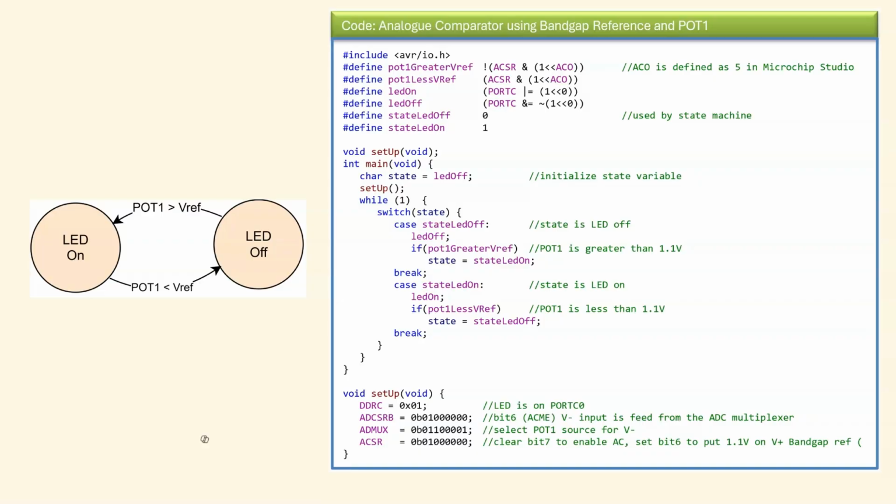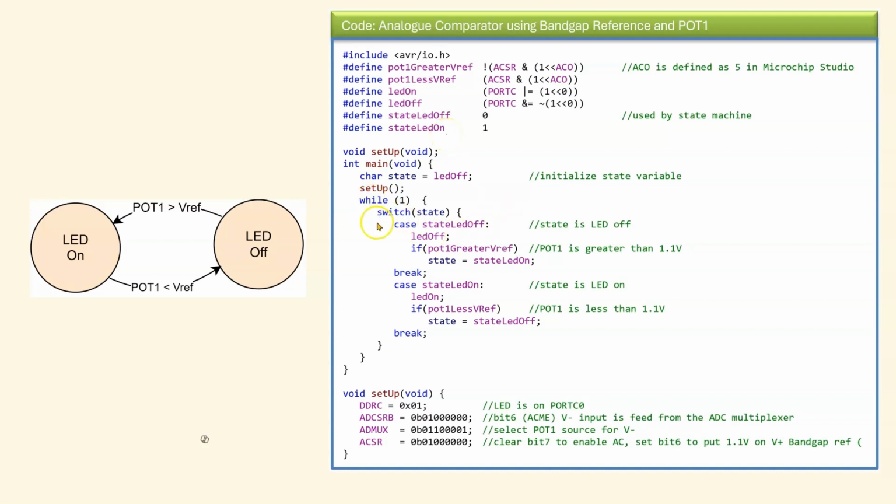I have rewritten the same problem using a state diagram. We have two states, LED on and LED off. When port 1 is greater than VREF, the LED goes on. When port 1 is less than VREF, the LED goes off. We can see that shown here. Port 1 greater than VREF is looking at the AC0 bit 5, same as pot 1 less, LED on, and then we have two state variables, LED off and LED on.